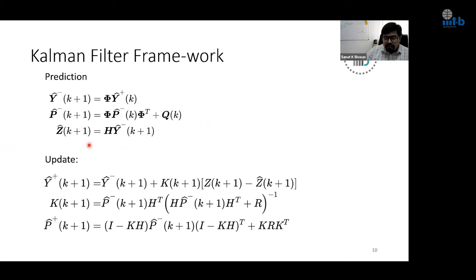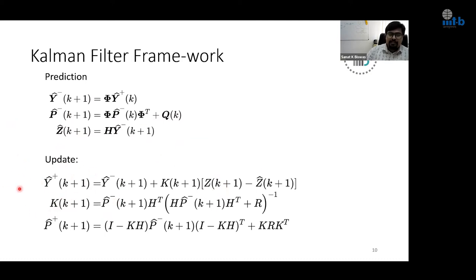And in the update step, we update whenever a new, actual measurement comes in. Many times I've seen that students get confused: z hat is what we compute a priori, and z is the actual measurement. So now, how do we update?